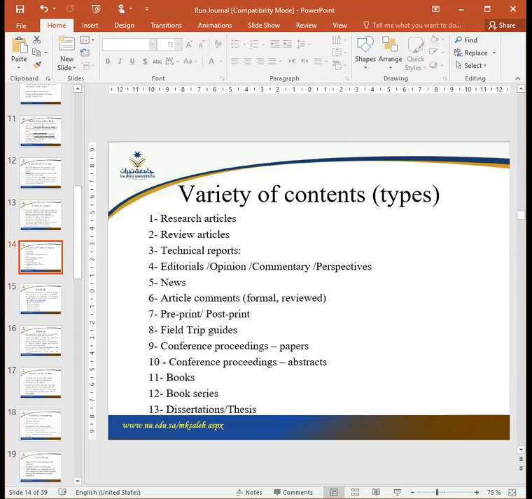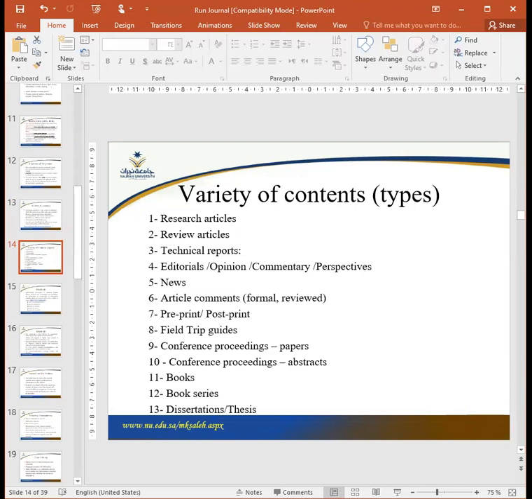Okay, the junior researcher needs to distinguish between publication types, as publishing houses differ in accepting different forms of scientific research output, and they classify it into 13 types, as shown for you. The first one is a research article. It's well known. It is an article in which the author reports the research they did.